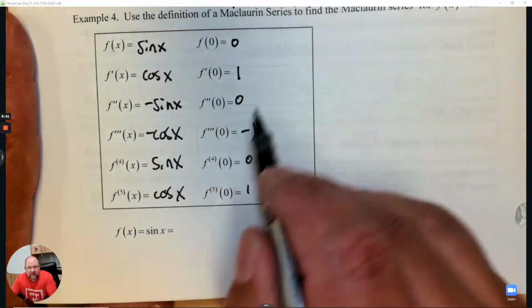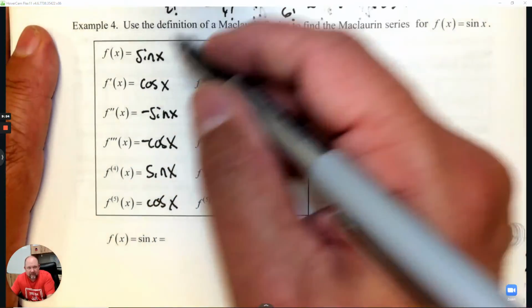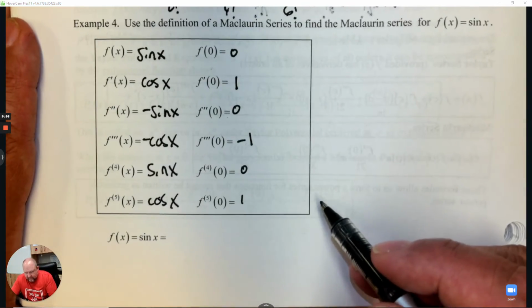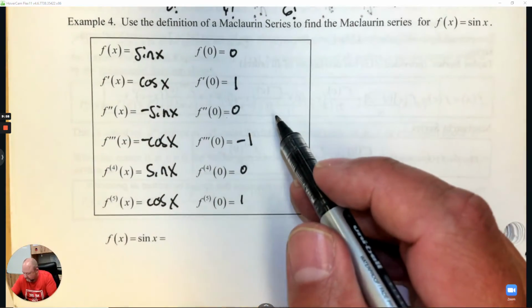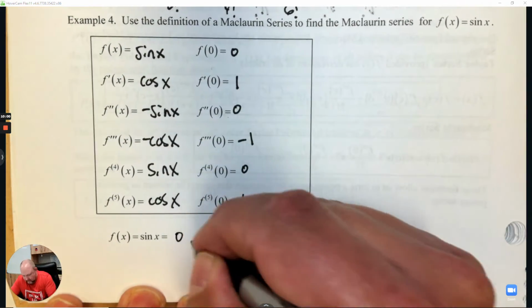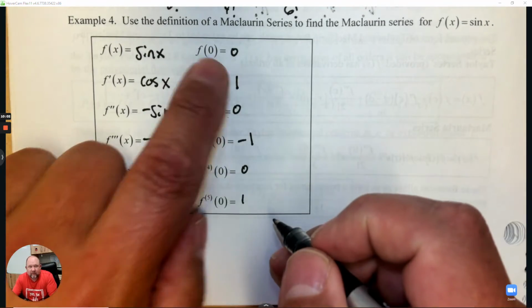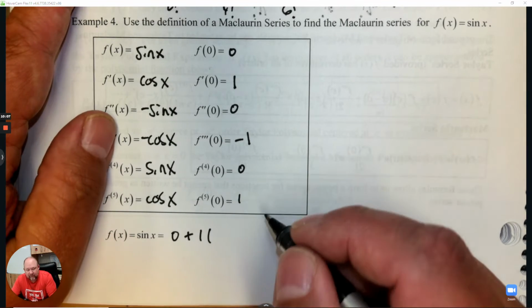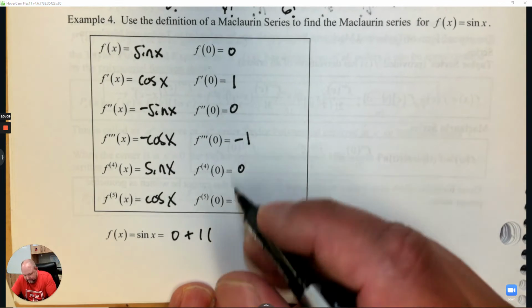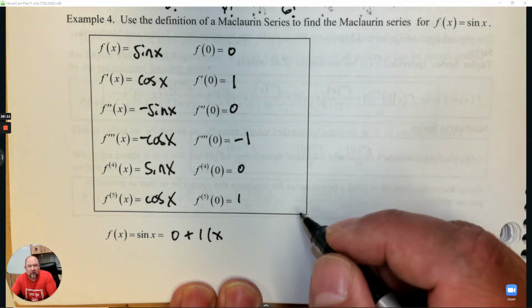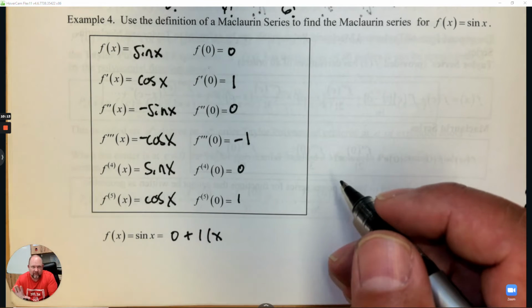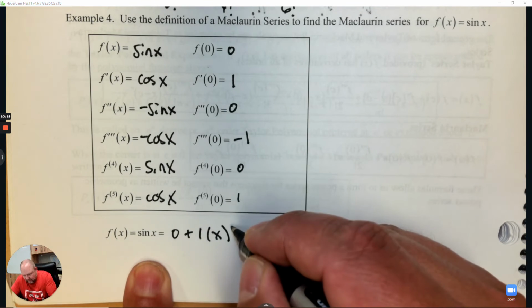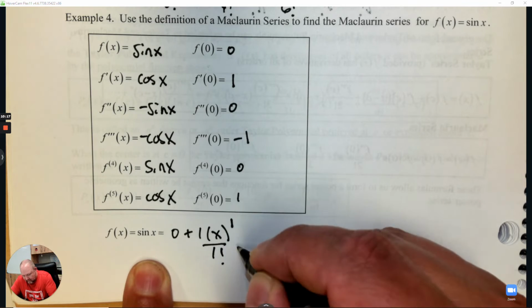So what would we do to put these values into the series? So we start here with 0. And then we start with 1, and we go x minus 0, which is just x. So if it's a Maclaurin, do I need to go x subtract 0? No, just x. That's to the 1 over 1 factorial.